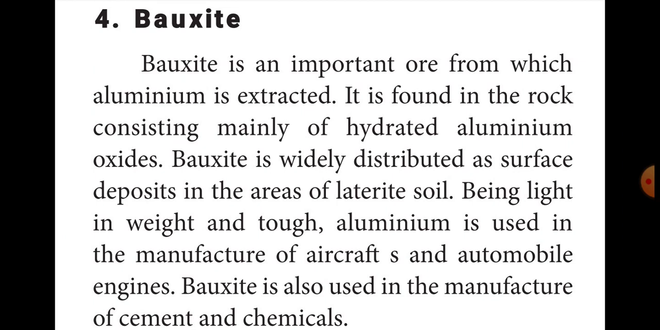Bauxite is widely distributed on the surface of areas of laterite soil. That means mostly bauxite is distributed in laterite soil. Wherever we find rocks in the laterite soil that contain hydrated aluminium oxide, from there we can take this bauxite.